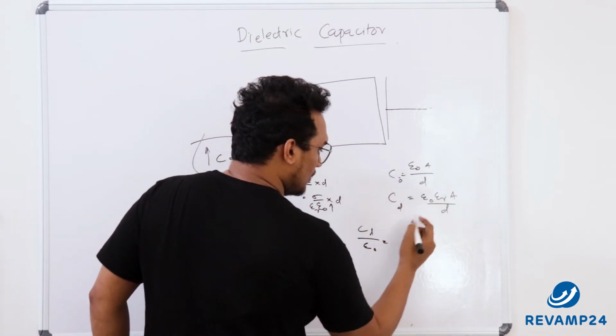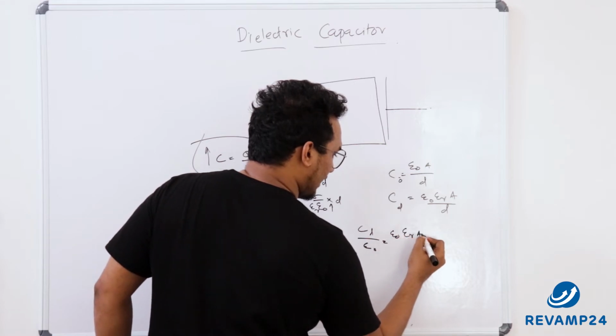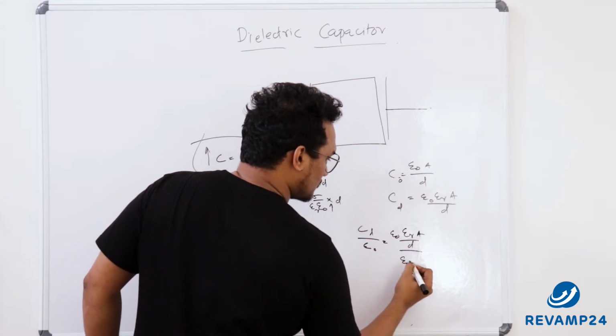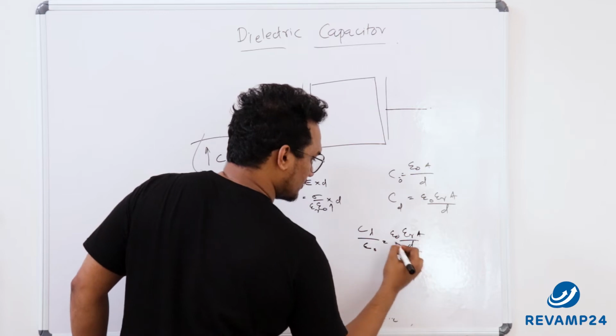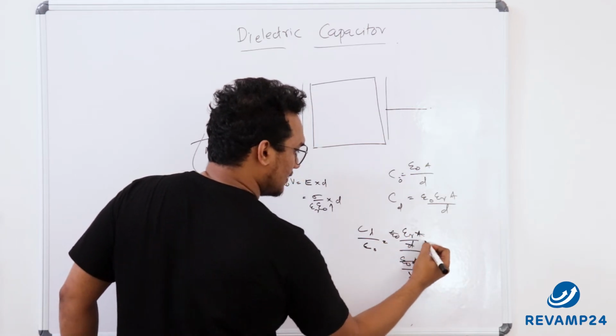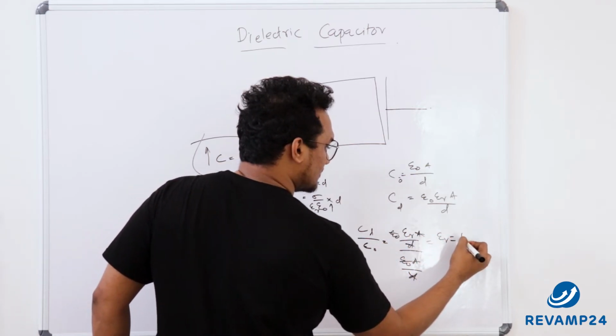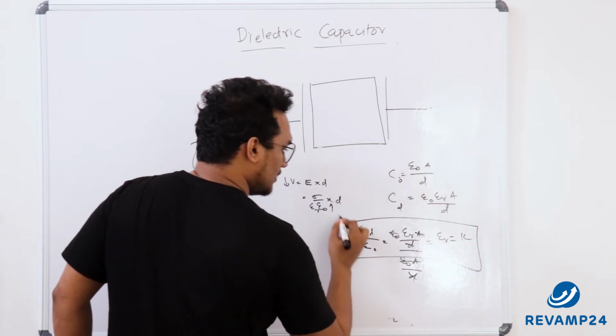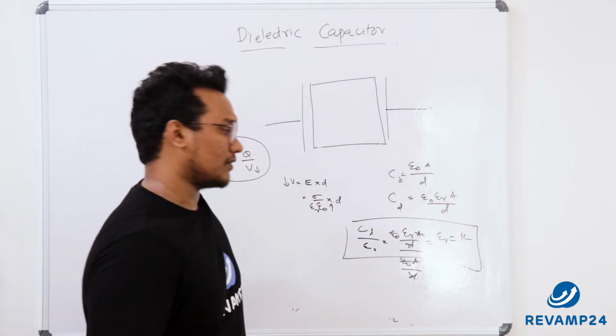What is this value? Epsilon 0, epsilon r A by D divided by epsilon 0 A by D. So epsilon 0, A cancel, D, D cancel, and the value will be epsilon r. This is nothing but the dielectric constant. So this is the definition for dielectric constant.